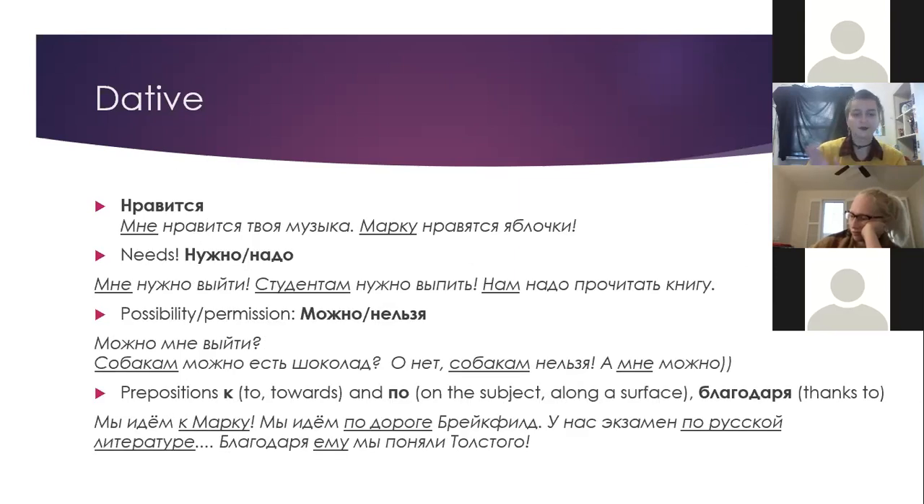Not done with basics. There are some other basics. One big word with dative is нравится. Its closest counterpart, I really like saying that, is Spanish me gusta, me encanta. It pleases me.